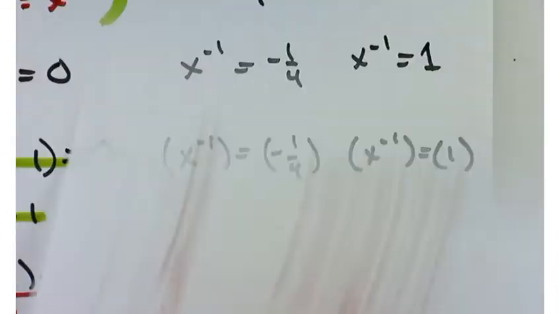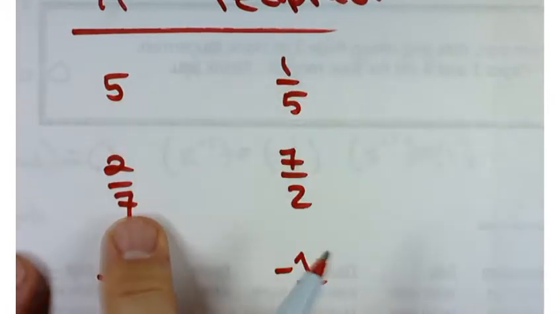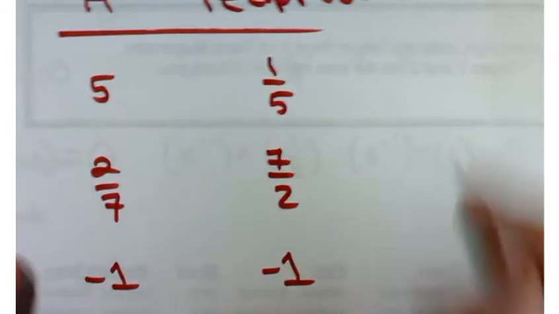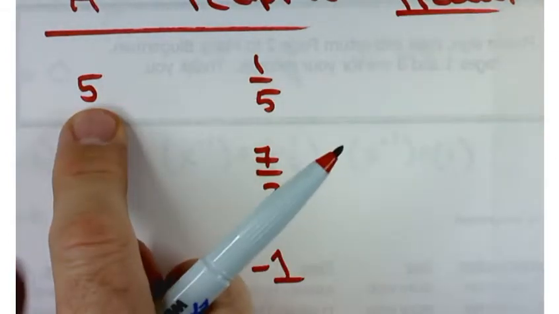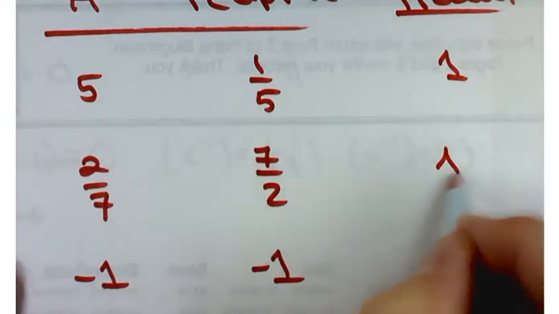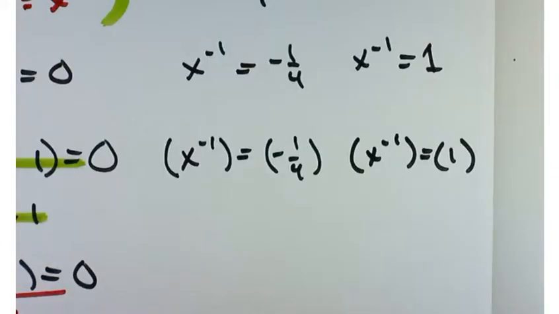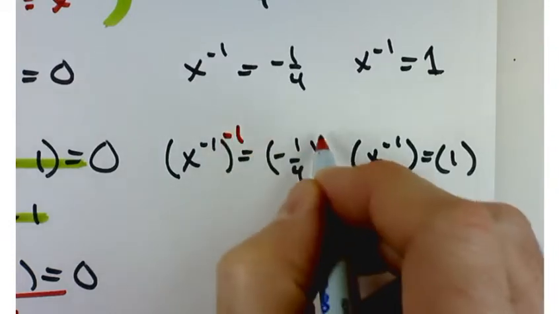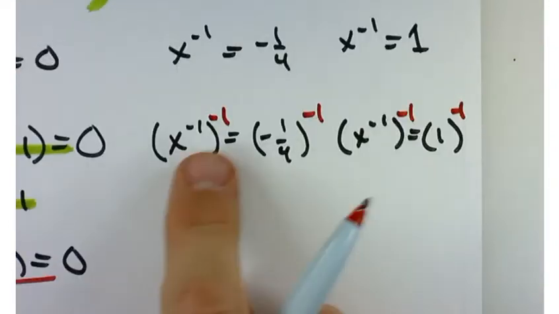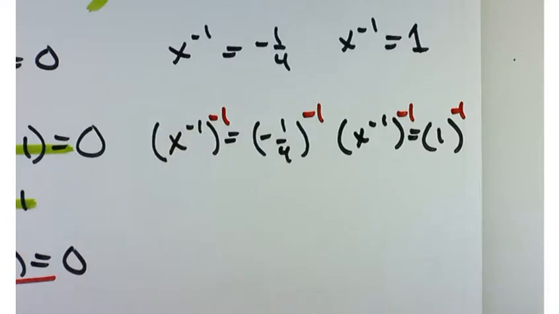Now, as far as -1 is concerned, negative 1 is its own reciprocal. When you take the reciprocal, it's not going to change the sign. But the nice thing is that when you multiply reciprocals, 5 times 1/5, 2 sevenths times 7 halves, negative 1 times negative 1, what's the product? Yeah, no matter what you do, you're always going to get 1 when you multiply a number and its reciprocal. And that's the important thing here. Negative 1 times negative 1 gives me x to the first power.